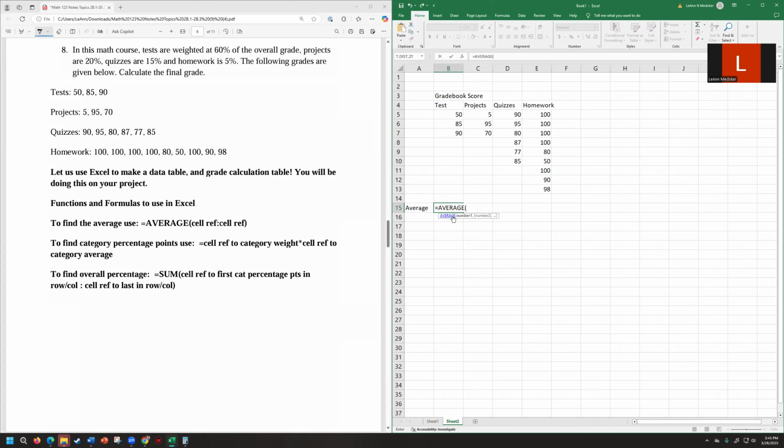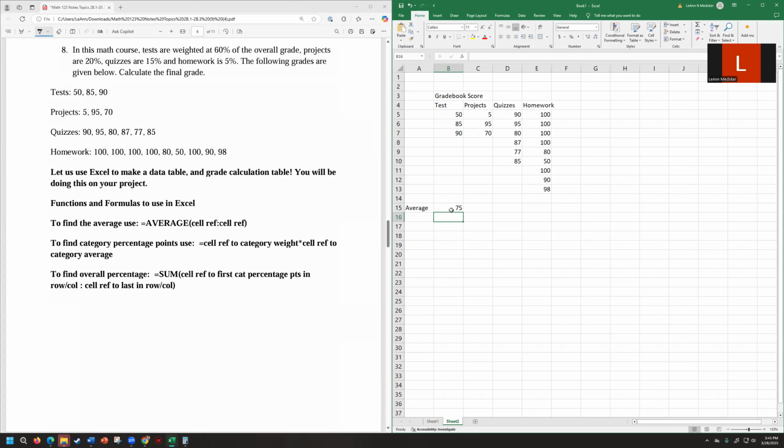You can double click on that with your left clicker, and then you can either highlight by left clicking the three number areas, which are called cells in Excel. These are B5, B6, and B7. Or you can just type B5 colon B7 and close the parentheses. So you can either type it, putting a colon between them, or you can just highlight it.